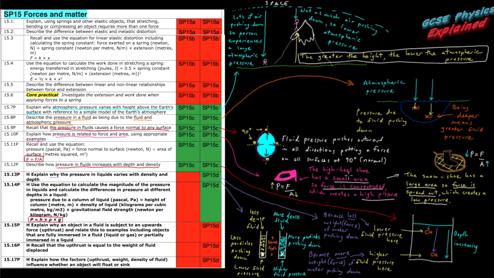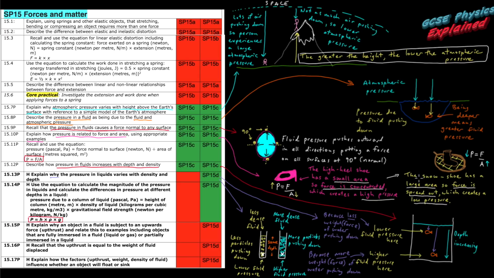So the high heel of the shoe has got a small area, so force is concentrated, which creates a high pressure. Now if we explain that mathematically, whatever the force is of the person, their weight is being concentrated in a very small area. So mathematically, if this number on the bottom gets smaller, then this number over here gets bigger. So you get a high pressure if the force gets concentrated in a small area.